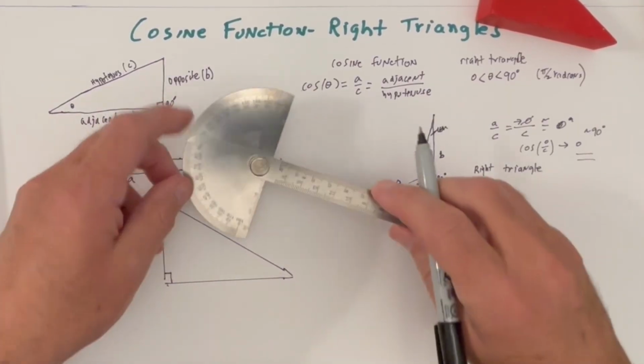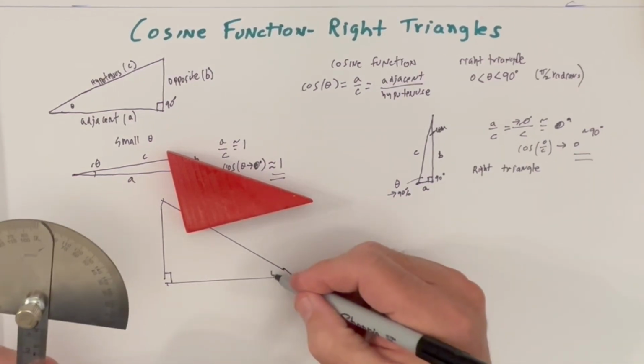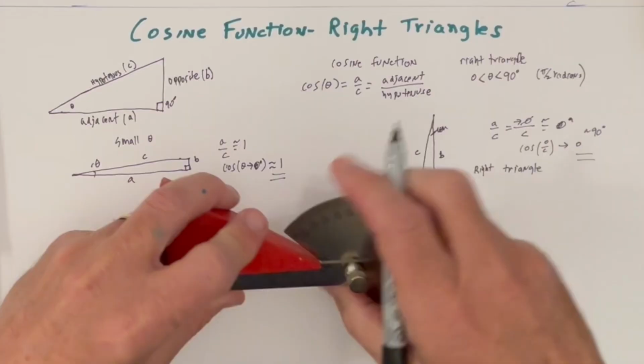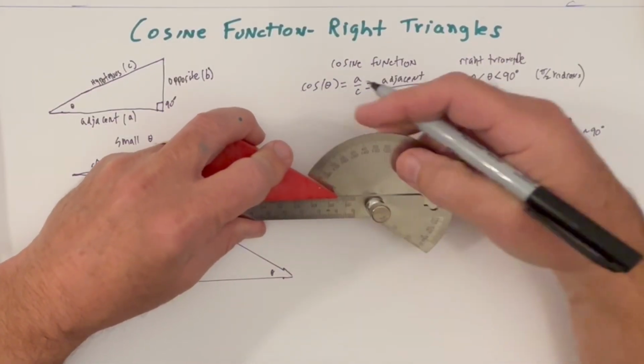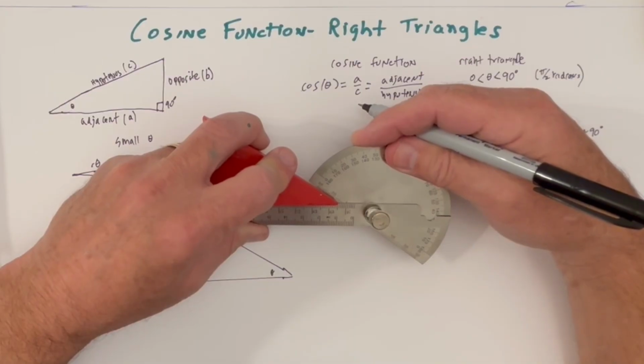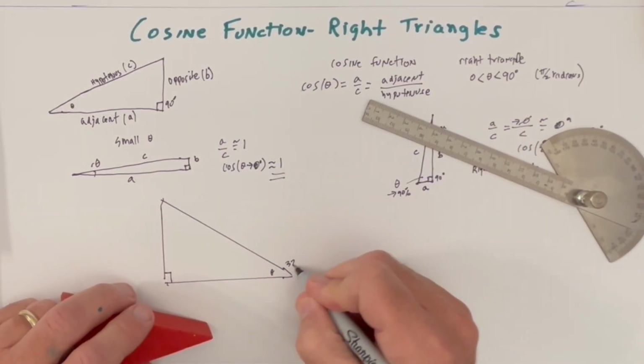Now let's start measuring the dimensions of this. First of all, let's measure our angle theta. Let's see what that is. Okay, that's going to be approximately a little over 30 degrees. I'm going to call it about 32 degrees.